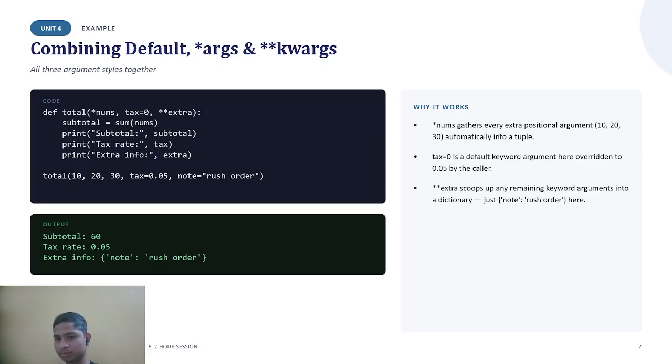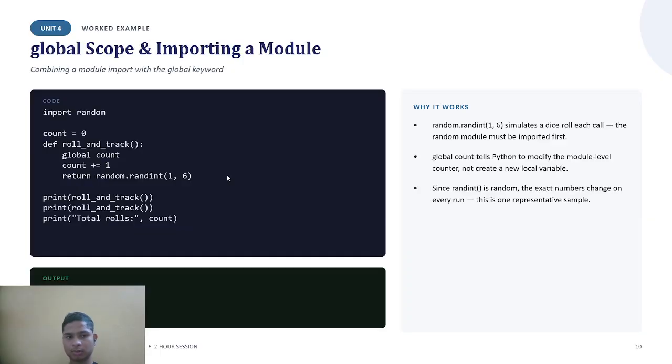Star nums gathers every extra positional argument, like 10, 20, 30, automatically into a tuple. And here we see tax equal to 0 is a default keyword, and we know that here it is overridden to 0.05 by a keyword, and double star extra scoops up any remaining keyword arguments into our dictionary. Just note rush orders like this here. So let's do this example in our compiler as well.